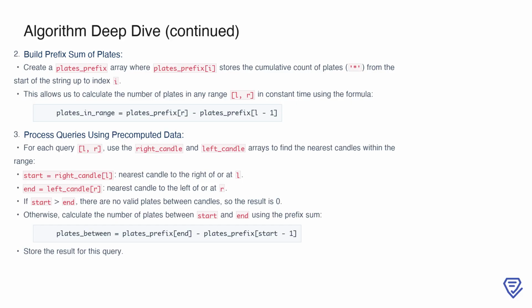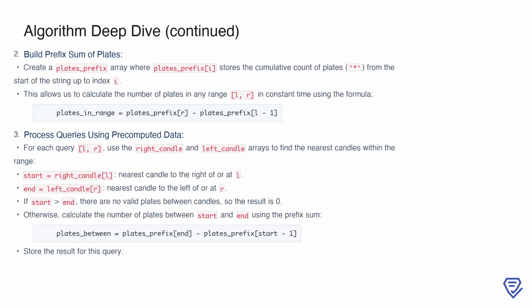Once we have the nearest candle indices, the next step is to compute a prefix sum array for the plates. This array, called plates_prefix, stores the cumulative count of plates from the start of the string up to each index. With this data structure, we can quickly determine the number of plates within any range using the formula plates_prefix[R] minus plates_prefix[L-1]. After constructing the prefix sum, we move on to processing the queries.